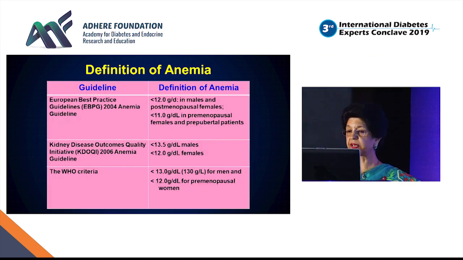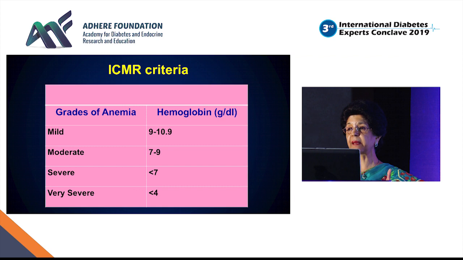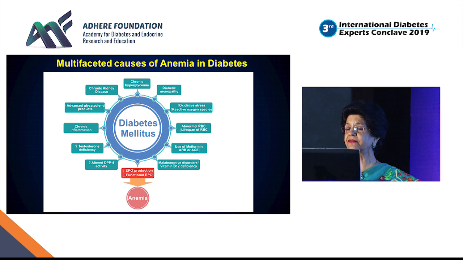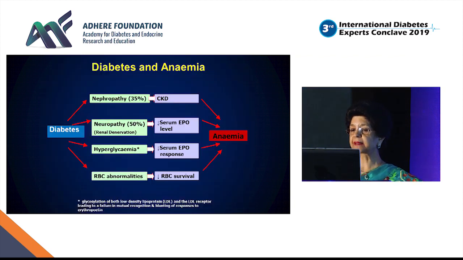We are aware of the definition of anemia. We are following the ICMR criteria. And remember, in diabetes, the magic number is 7. When we talk of control, for severe anemia, again, the same magic number, if it's less than 7. So these are the multifaceted causes of anemia, which I will be addressing as I go along. As far as nephropathy is concerned, neuropathy, hyperglycemia, as well as RBC abnormalities, they affect the EPO, that is erythropoietin, as well as the RBC survival.